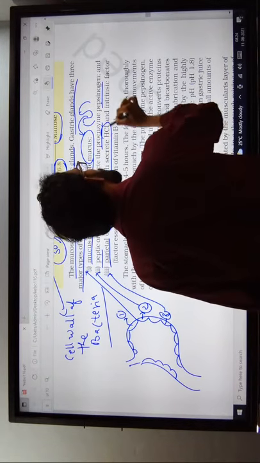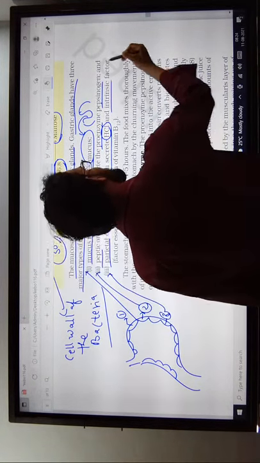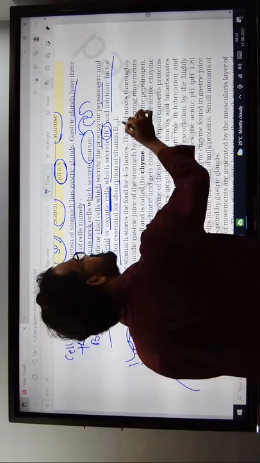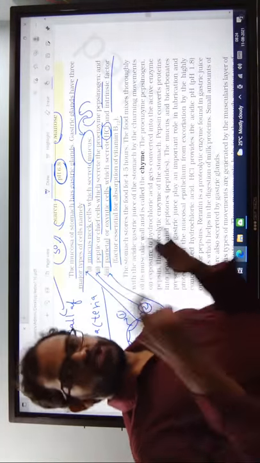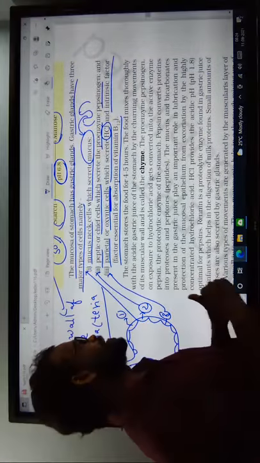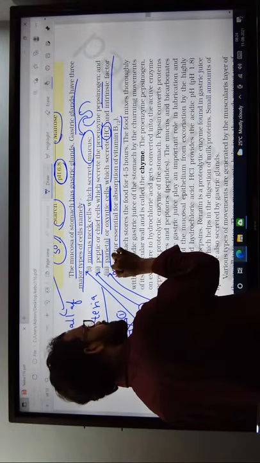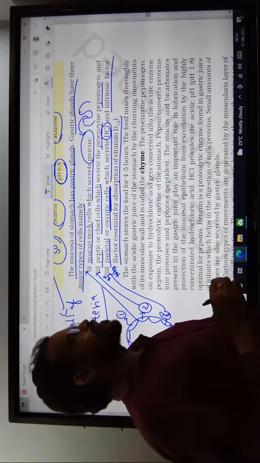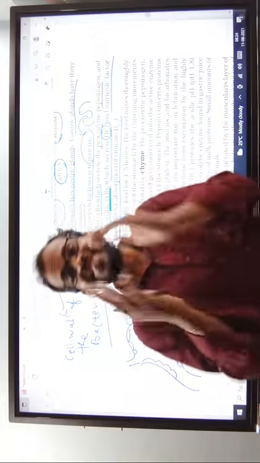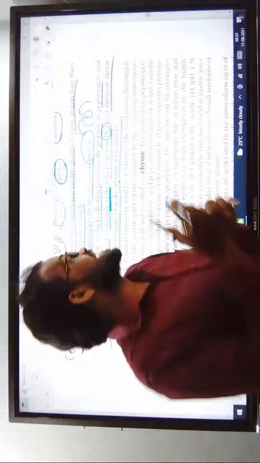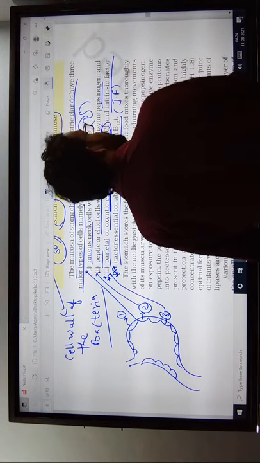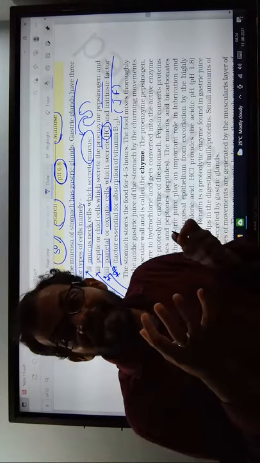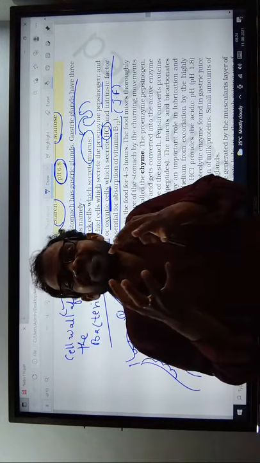They secrete hydrochloric acid and also secrete intrinsic factor. It is helpful for the absorption of vitamin B12, which is very important. The parietal cells, or oxyntic cells, secrete intrinsic factor in our stomach, and this enables the absorption of vitamin B12.